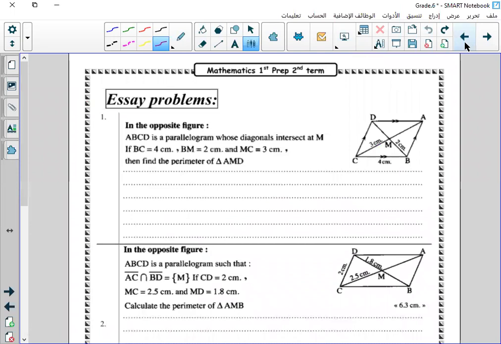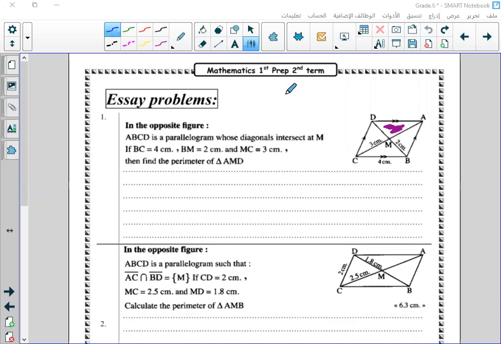Okay. The second question is a problem. In the opposite figure, ABCD is a parallelogram whose diagonals intersect at M. If BC equals 4, BM equals 2 centimeters and MC equals 3 centimeters, then find the perimeter of triangle AMD. Who can answer me this question? Okay, you can answer, Bilal.